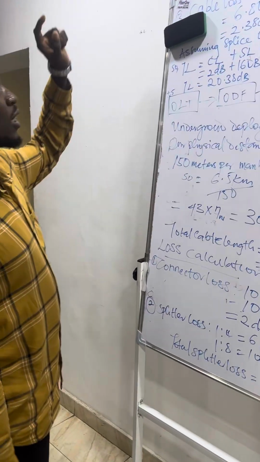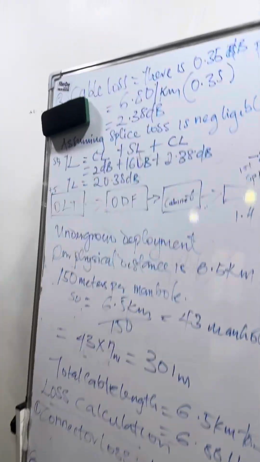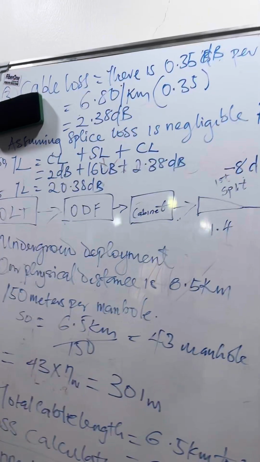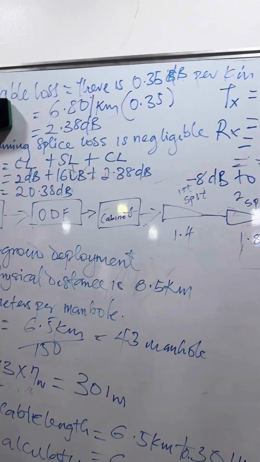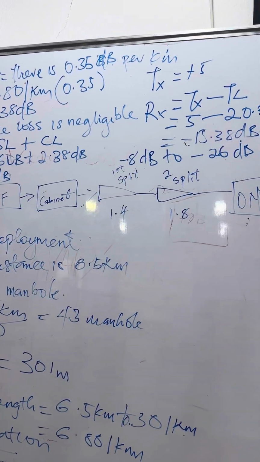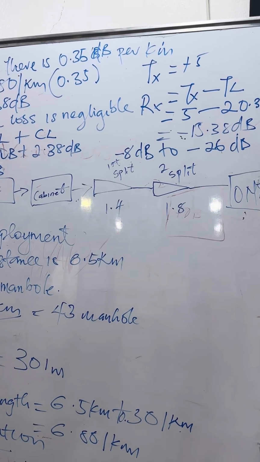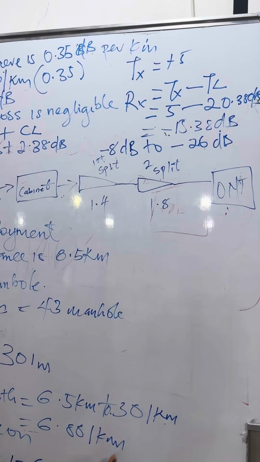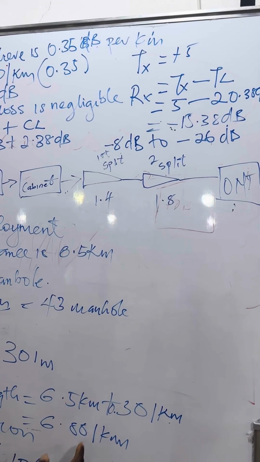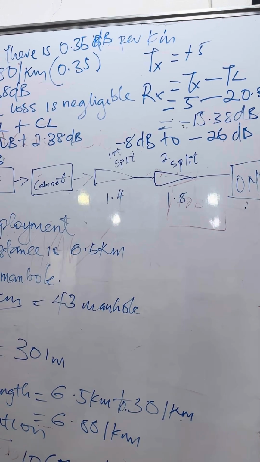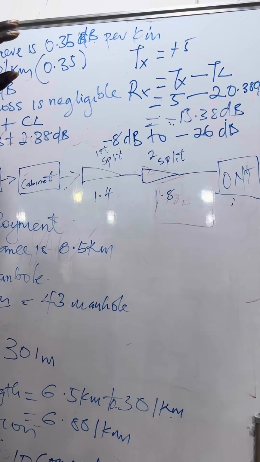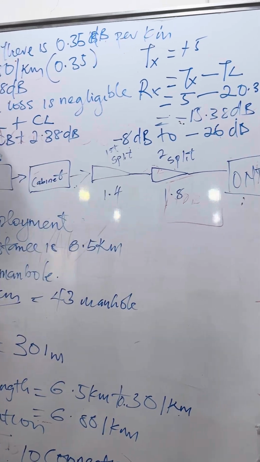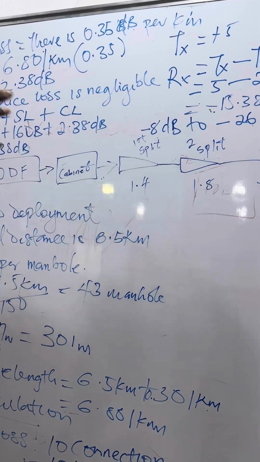Then we go to the cable loss. For the cable loss, per kilometer of cable, we always have 0.35 dB. And since we had our total cable length to be 6.801 kilometers, we multiplied by 0.35 dB, then we arrive at 2.38 dB.